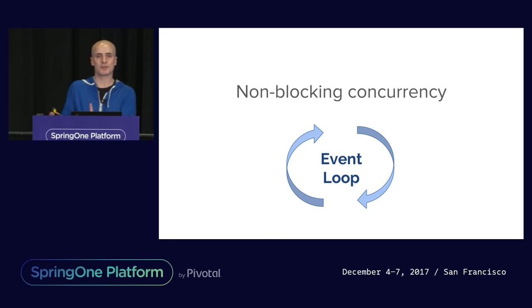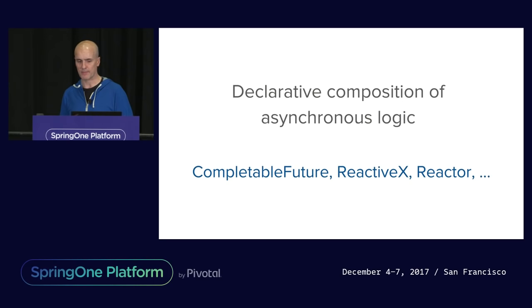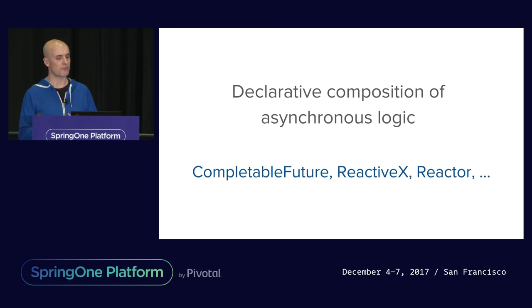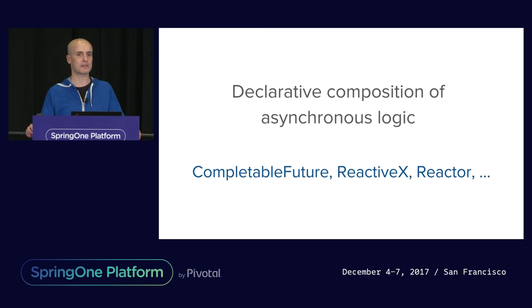So that's the foundation. How can we run on such a foundation on top? Certainly not with an imperative model. This is where reactive libraries come in, and the notion of declarative composition of asynchronous logic. You might be familiar with that from something like CompletableFuture in Java 8, which gives you the ability to say what should happen when the value becomes available. Let's say something is an asynchronous operation, a result is going to come back at some point, either a result or an error, what do we do next?